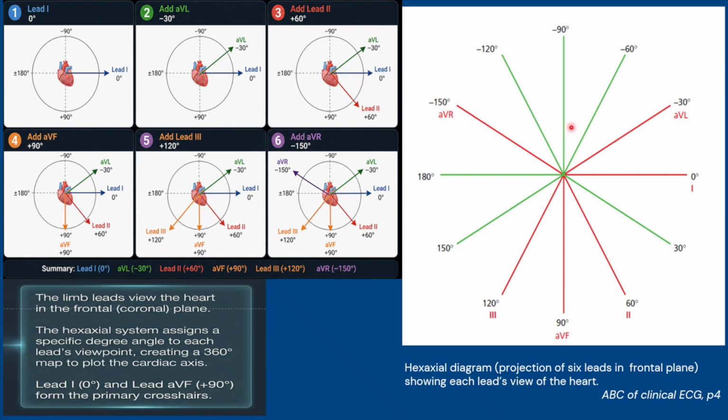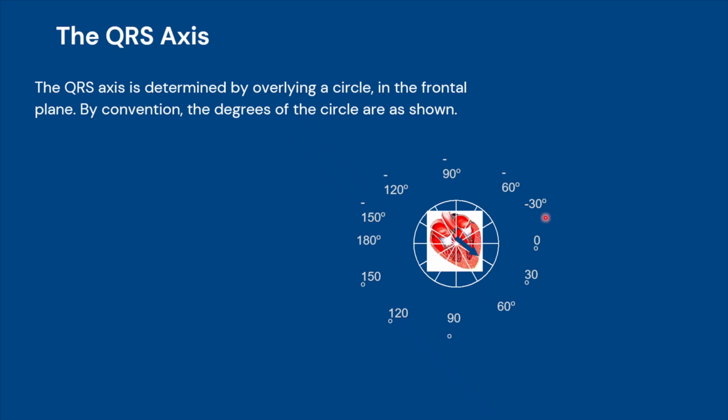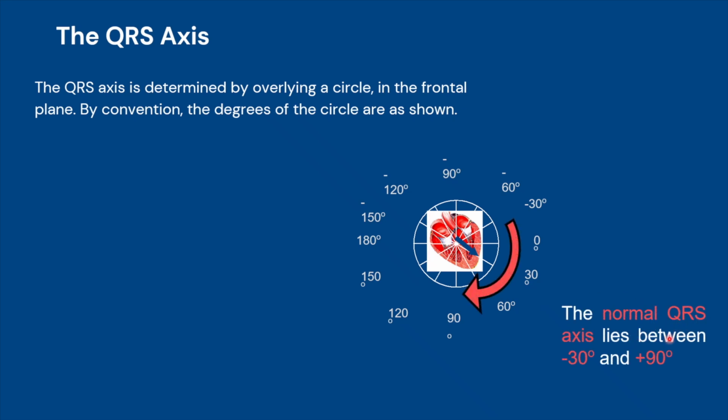This hexaaxial diagram assigns a specific degree angle to each lead viewpoint, and it creates a 360 degree map to plot the cardiac axis. Lead 1, as you can see, is at 0 degrees, and AVF at 90 degrees. So this is the hexaaxial diagram, and the normal axis lies between minus 30 and positive 90 degrees. This is the normal axis.